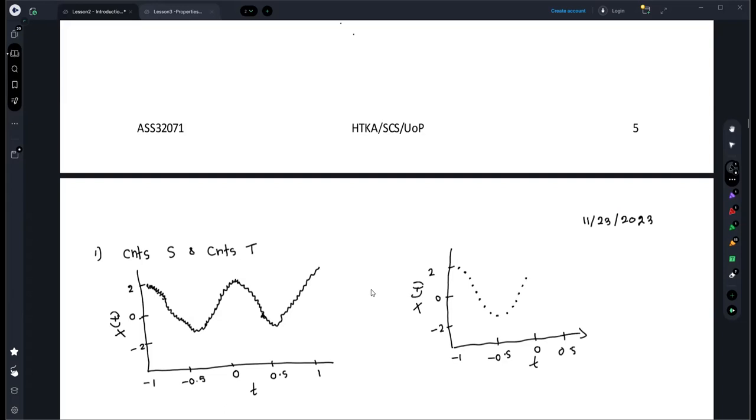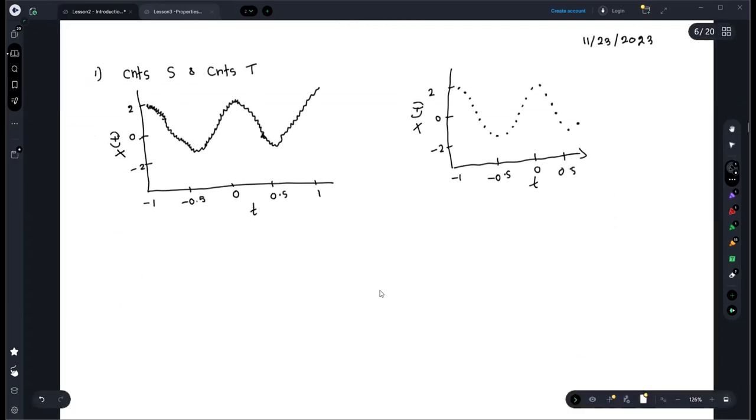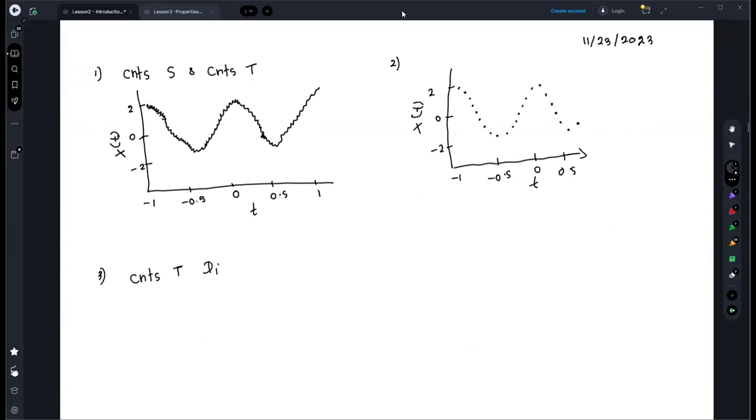So there can be time units, right? The gap is that you can't connect, because time values are not connected. They are discrete, right? So it will look like this. Now what will happen if you have continuous time and discrete state space? Now what will happen?